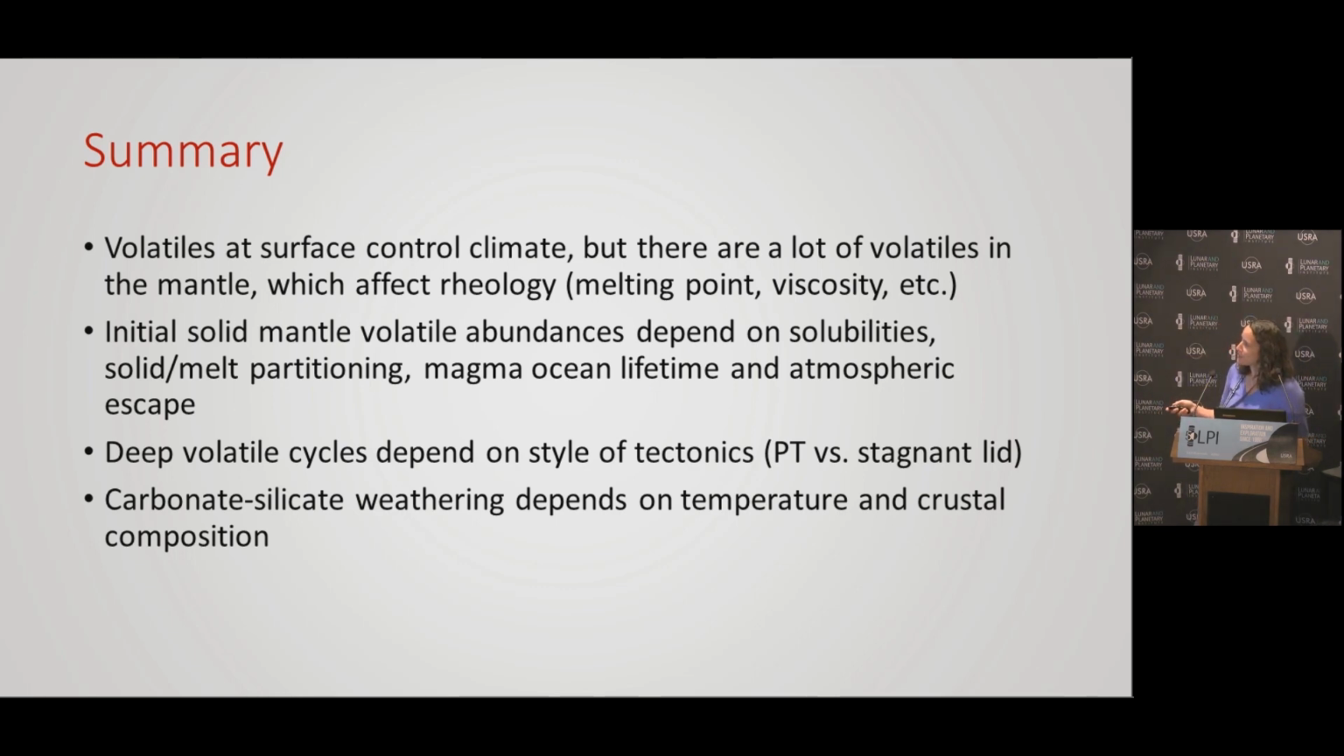So the volatiles at the surface really control the climate, but there's a lot of volatiles in the mantle, and they affect the behavior of the overall system. The initial volatile abundances in the mantle will depend on the behavior of the magma ocean, so the solubilities of the volatiles, solid melt partitioning, and the magma ocean lifetime. And these deep volatile cycles really depend on the style of tectonics, and the carbonate-silicate weathering depends on the temperature and the composition of the crust.